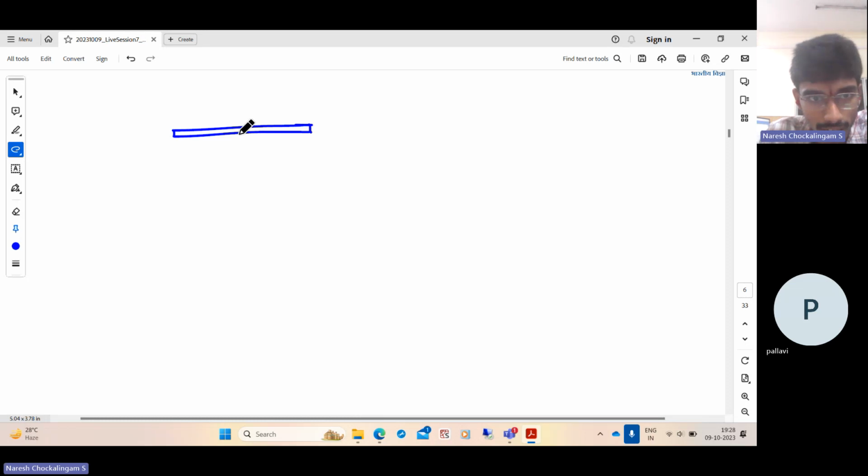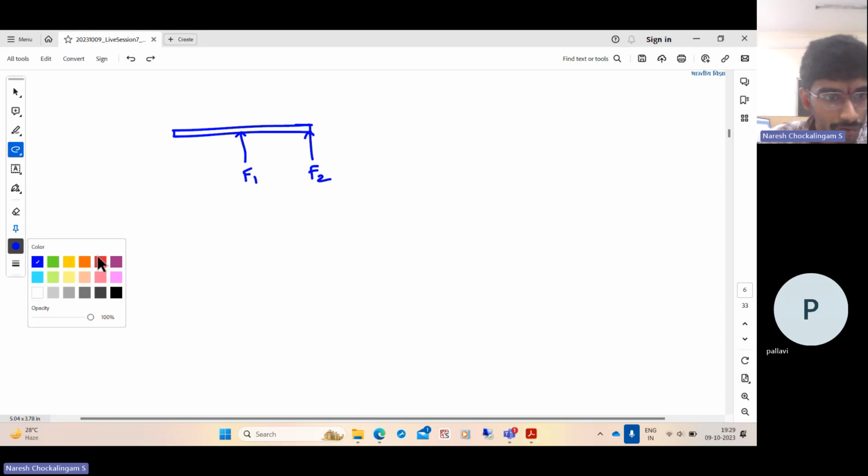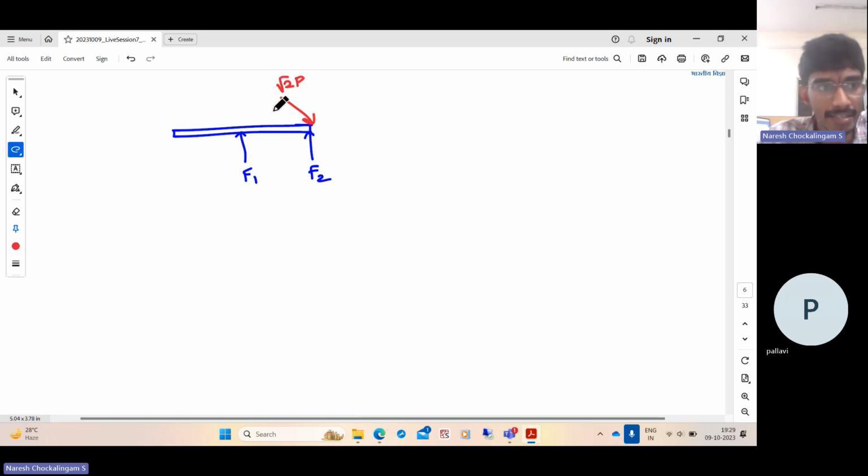This is what the beam looks like. You have an unknown force F1. You have an unknown force F2. These are reactions. Let me draw the known forces in red. There's an inclined force of magnitude root 2P, which is at 45 degrees.